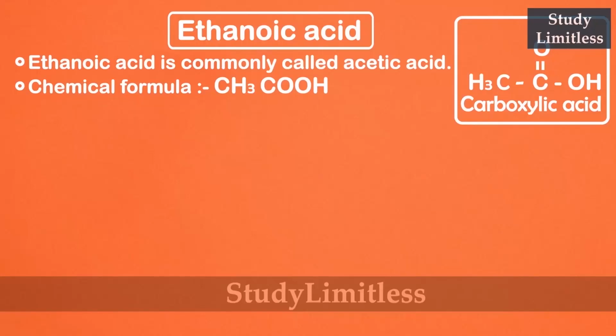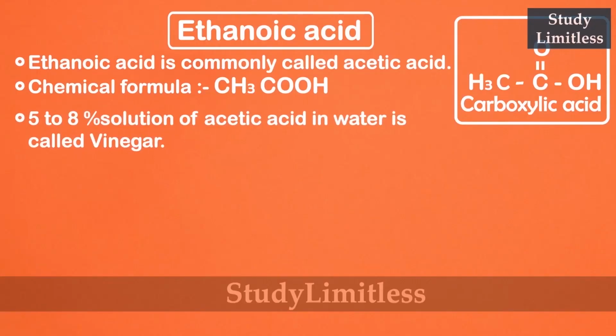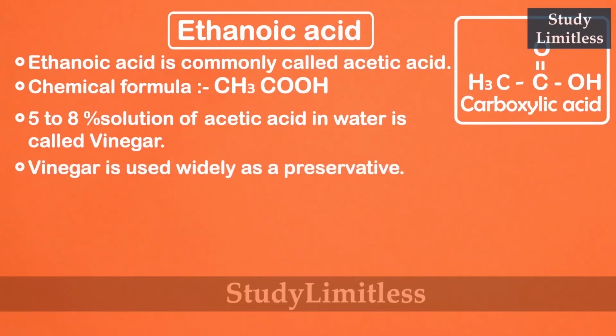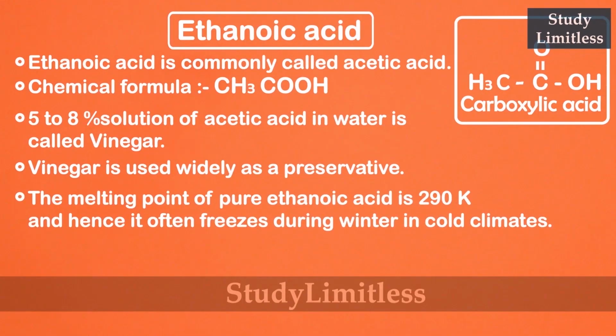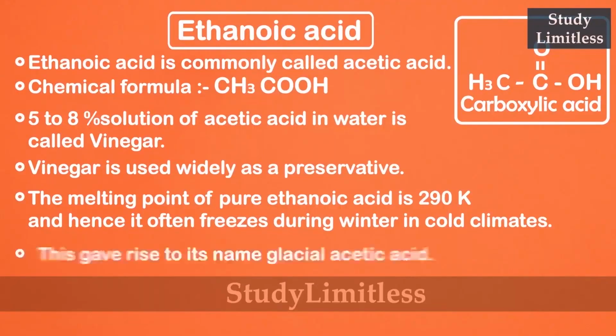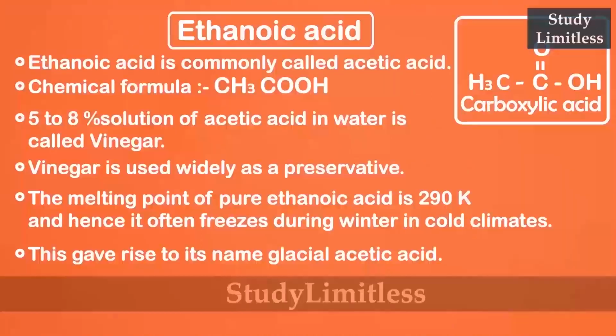Now, one important thing is a 5 to 8% solution of acetic acid is called vinegar. Hence, vinegar is used as a preservative. Now, the melting point of acetic acid is 290 Kelvin, and hence it usually freezes in winter, due to which it got its name as glacial acetic acid.